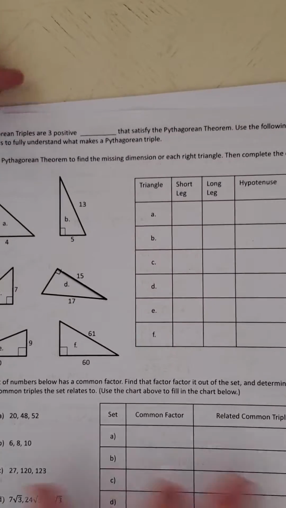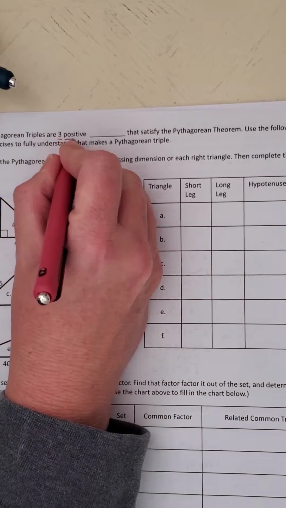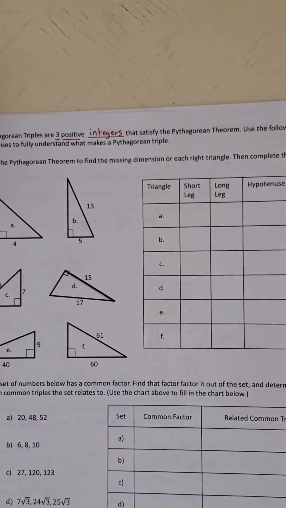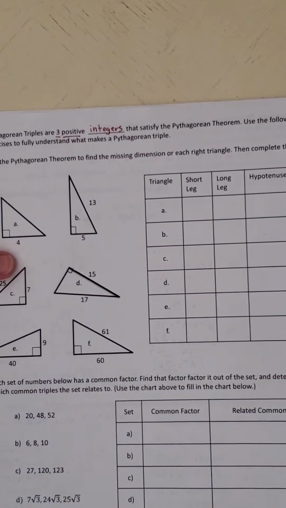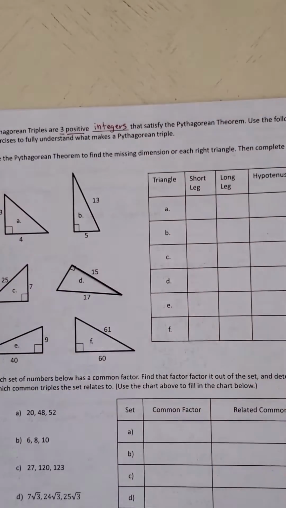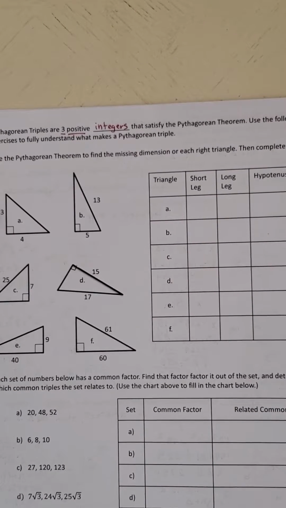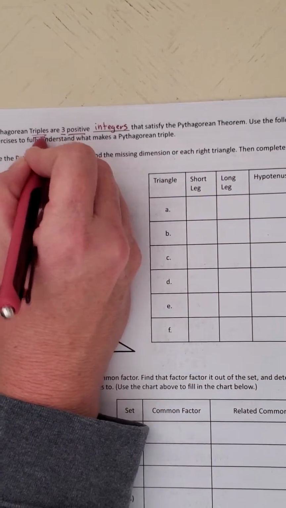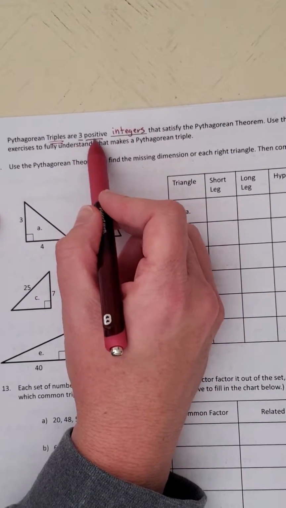All right. So flipping it over, we see that Pythagorean triples are 3 positive integers that satisfy the Pythagorean theorem. So just to remind you, integers have to be whole numbers. They cannot be fractions or decimals. So it's not that you can't have a fraction or decimal that would make a right triangle. It's that a Pythagorean triple has to be an integer, right? And there has to be 3 of them.